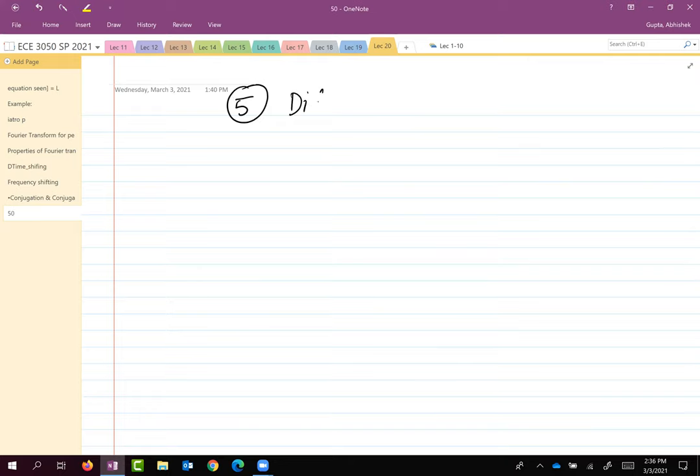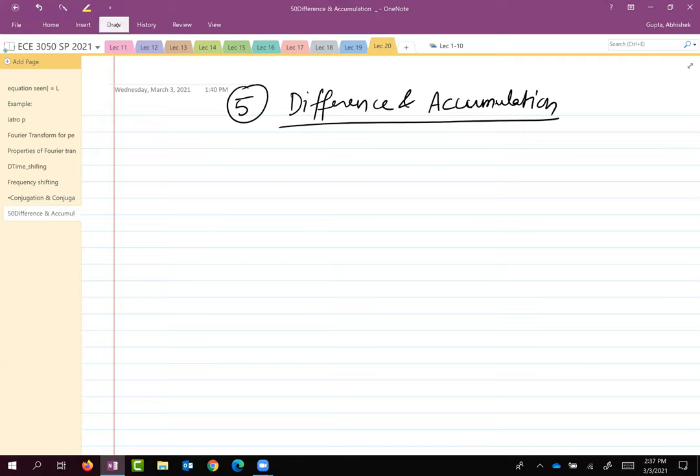The fifth property is the difference and accumulation. In the context of continuous time signals, the difference was replaced with differentiation and the accumulation was replaced with integration. That's what we studied in the continuous time case. There is a slight difference now, because in discrete time you can't really take the differentiation, since the time axis is not continuous, it's discrete. So here you talk about a difference equation instead of differentiation, and accumulation instead of integration.